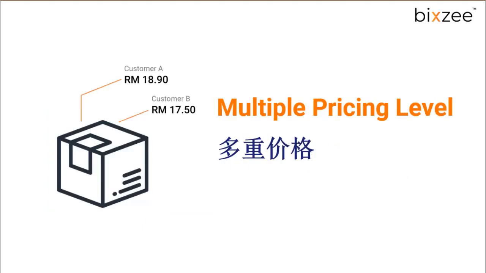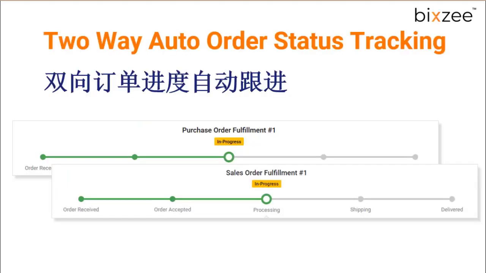Multi-pricing level is a very unique feature in Bixzee, where different customers will get different pricing for the same item by using our e-catalog. You and your customer no longer need to do manual follow-up for one order. In our system, the seller and buyer will have an automatic status tracking chart to follow up on the latest status of one particular order.